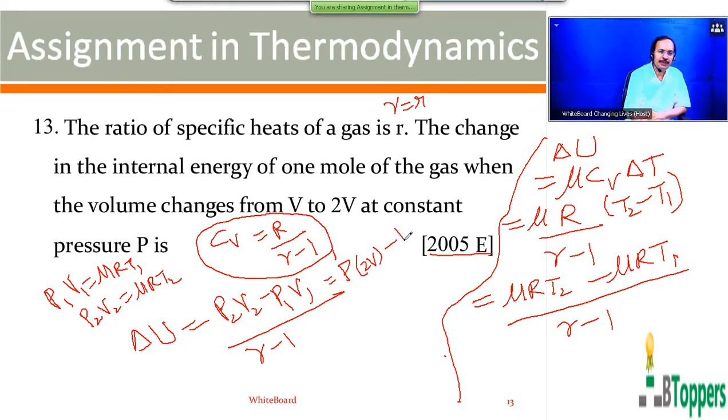And P1 is also P, because pressure is constant. The final pressure is the same as the initial pressure, which is equal to P. V1, the initial volume, is V. So you get the answer as delta U equal to PV by (gamma minus 1).